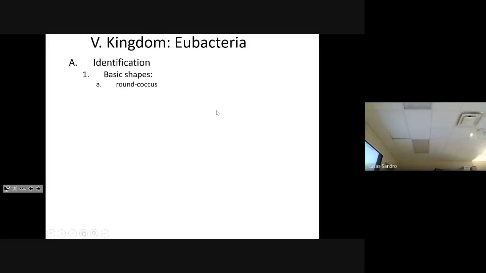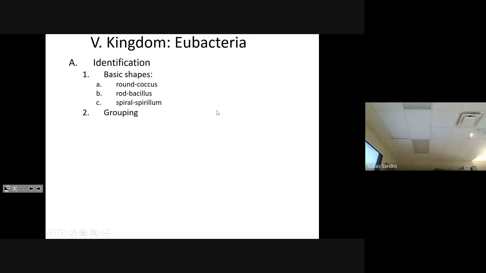The spherical ones, we use the word ending coccus, C-O-C-C-U-S. Rod-shaped ones, we use the word bacillus. And the spiral ones, it's spirillum. And if that doesn't sound familiar, it's because mostly you probably know them by the prefixes we use, and these are the word endings. The prefixes are what tell you about grouping.